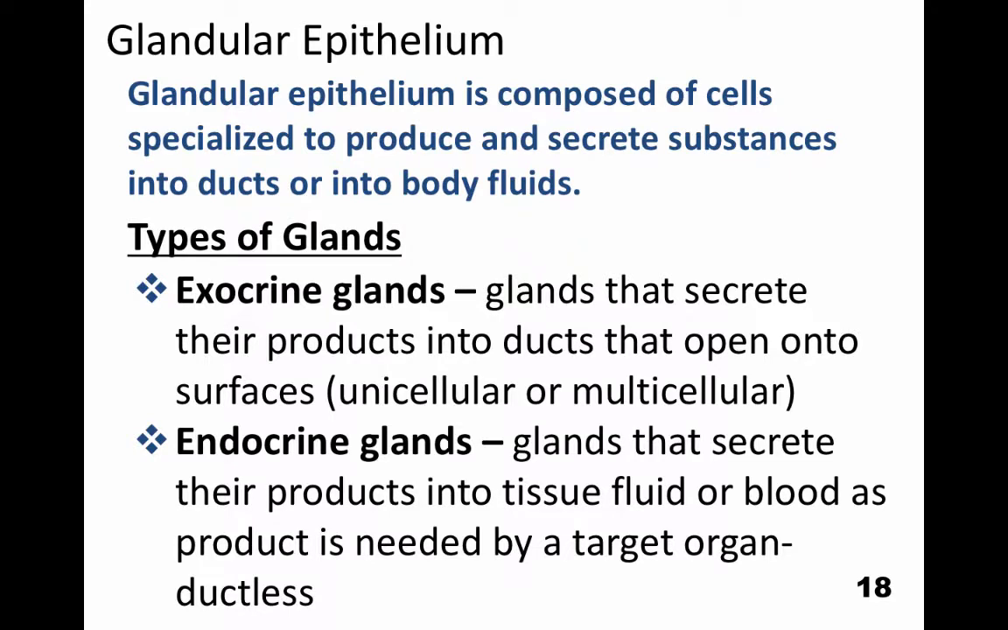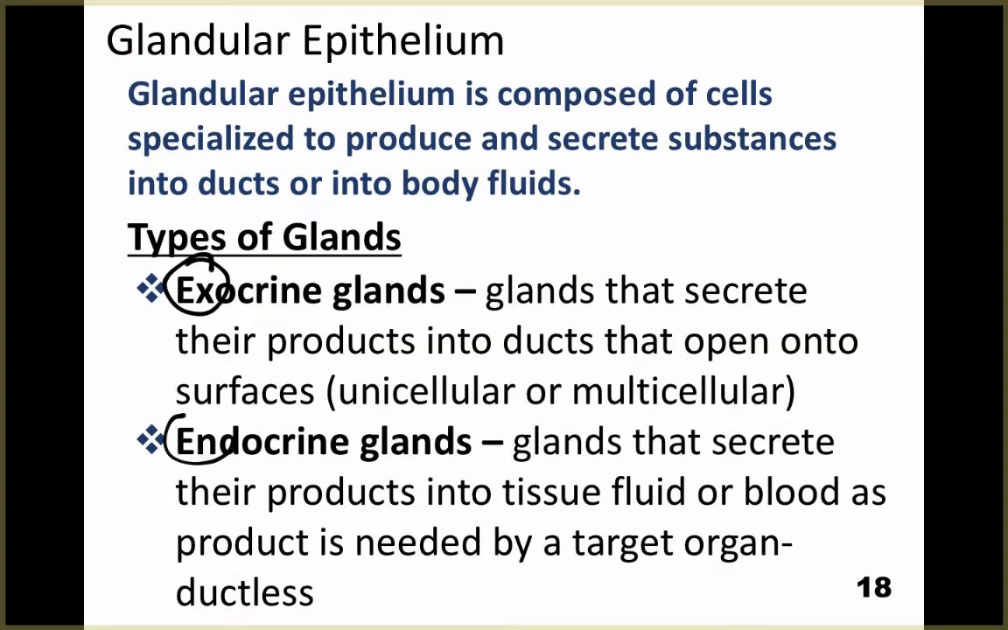So glandular epithelium is composed of cells specialized to produce and secrete substances into ducts or body fluids, right? And so there are different types of glands. You have exocrine and endocrine glands. So what you want to notice here is EX and EN. So this is like exit and this is like enter, right?